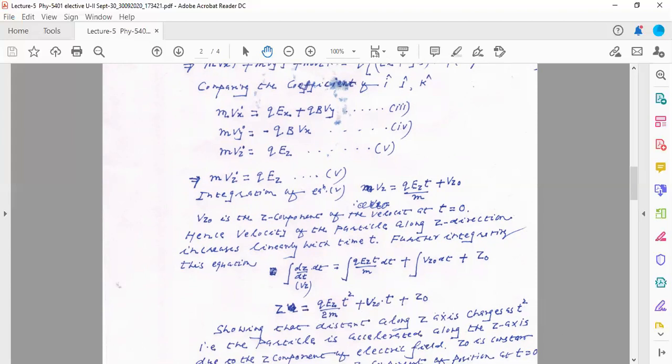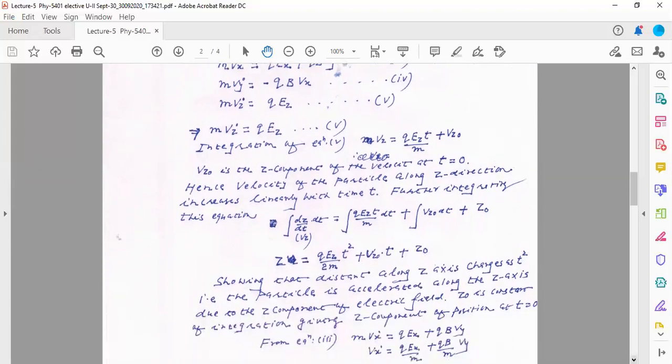So this equation shows that the distance z changes as t square; z is a function of t square. So the particle is accelerated along the z-axis due to the z component of the electric field, where z0 is a constant. z0 is basically the position component, I would say, that is the z component of the particle position at t equal to 0.